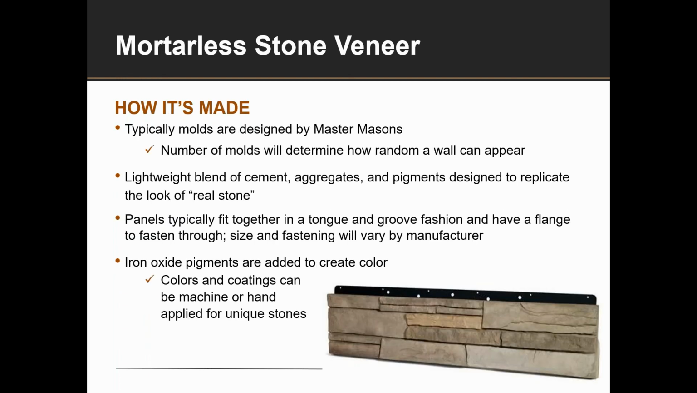And how it's made, basically the same principle that we saw for manufactured stone veneer. You're going to have master masons select the stones, carve and shape the stones for the molds. The number of molds will determine how random a wall you're going to have. So if you're specifying or going to use a mortarless stone veneer, make sure that you're using one that has lots of molds, or if it has very few molds, make sure you're watching how you put it up so you don't get one panel right above another panel and they look identical. It's going to take away from that natural stone look.